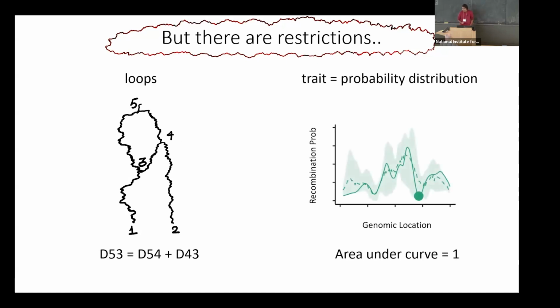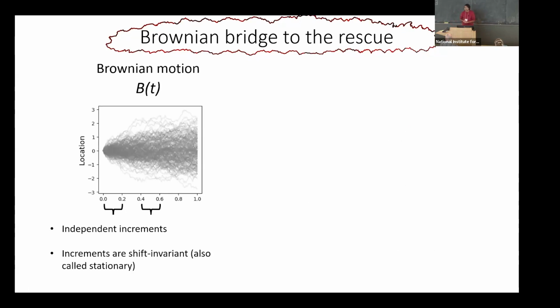The other case was where we were trying to model a probability distribution instead of a single trait. That distribution has the property that it needs to integrate to one. So you can't independently have Brownian motion at each of the locations, and some restrictions show up because of that. In both cases, it turned out that the Brownian bridge was the object that allowed us to make progress in addressing the problem.